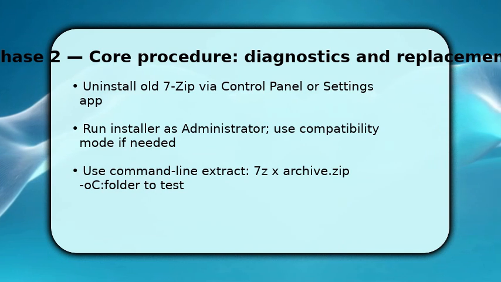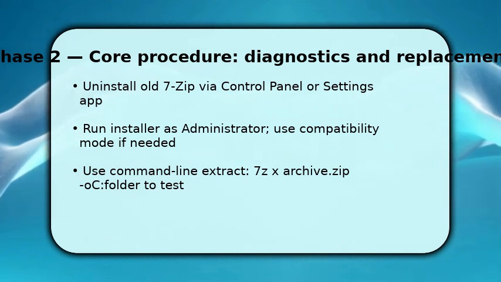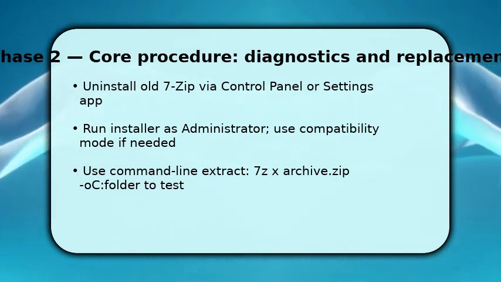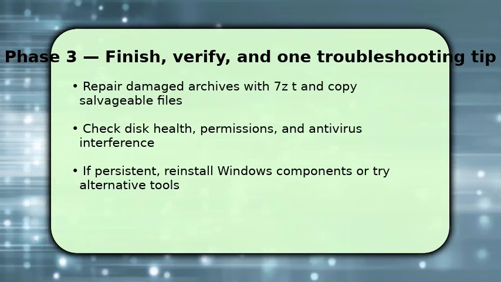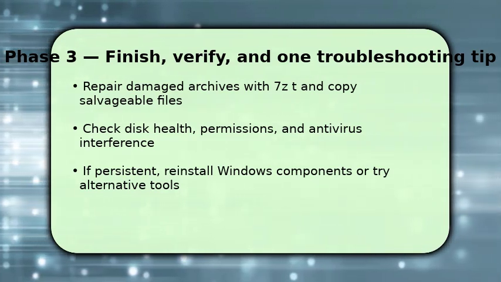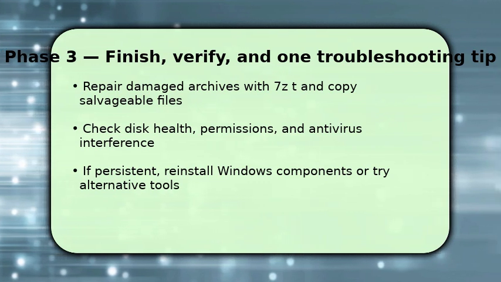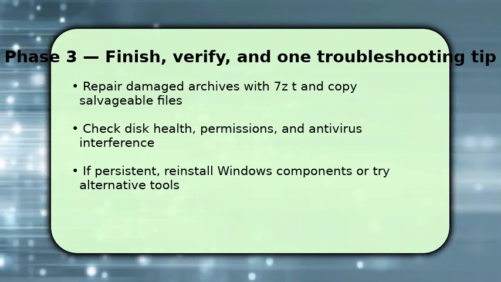You finish by validating archives. Run 7z t archive.zip to test integrity and extract salvageable files to a new folder. Make sure disk health and file system permissions are okay and temporarily disable antivirus to rule out interference.